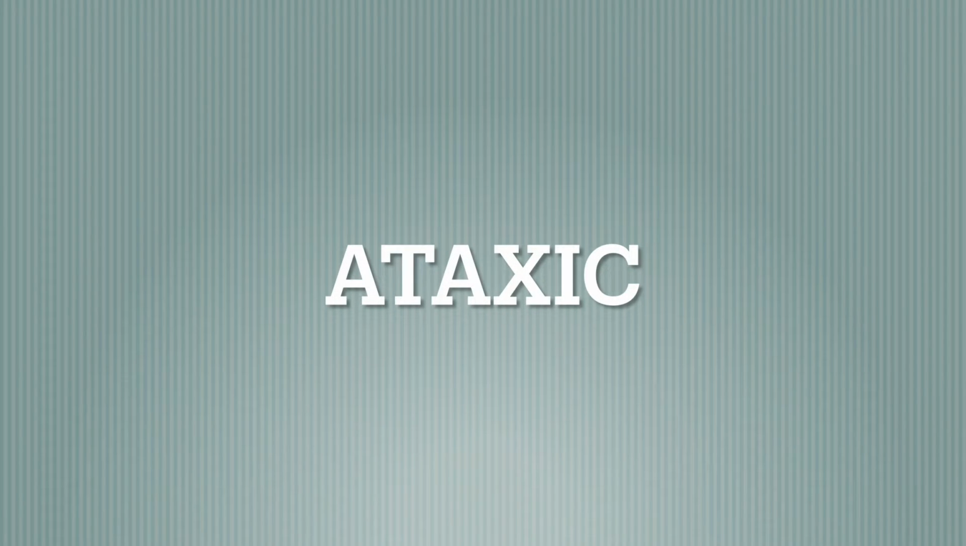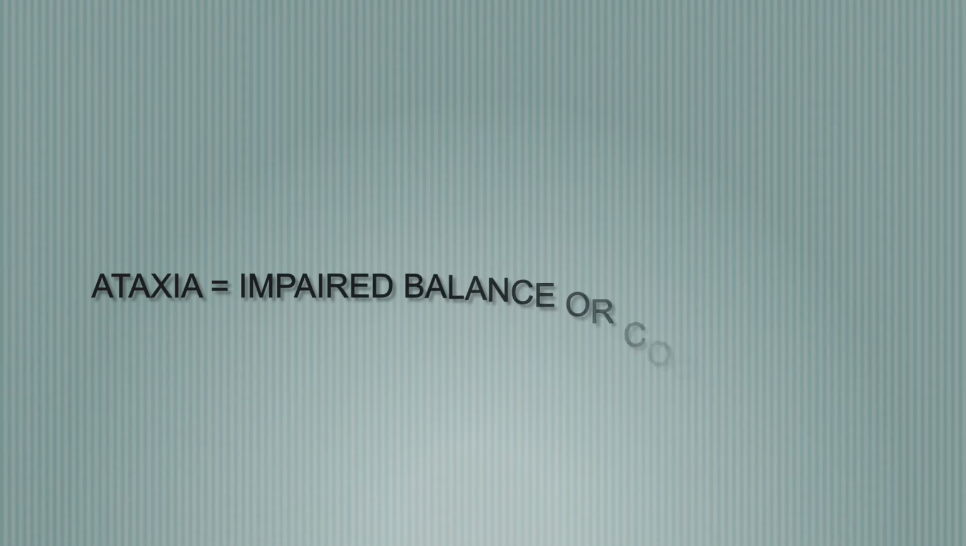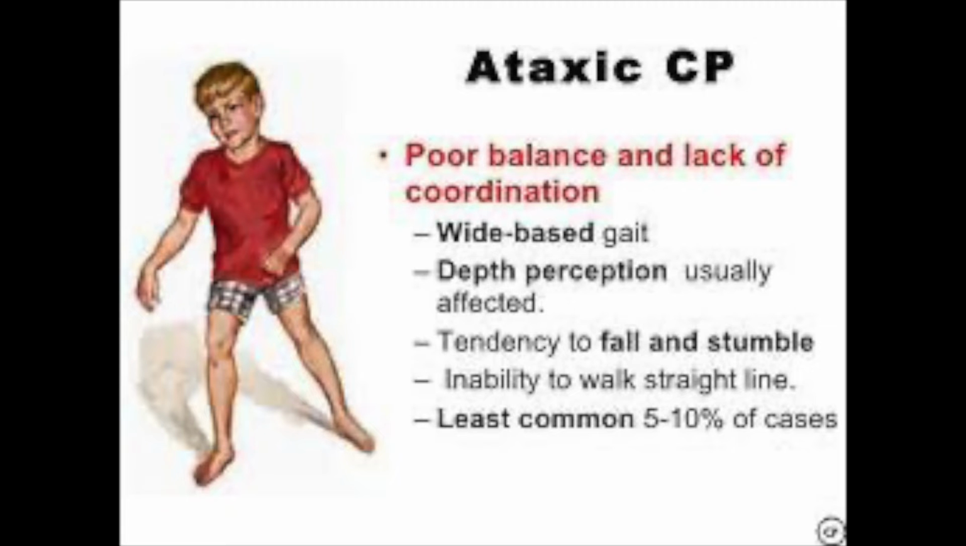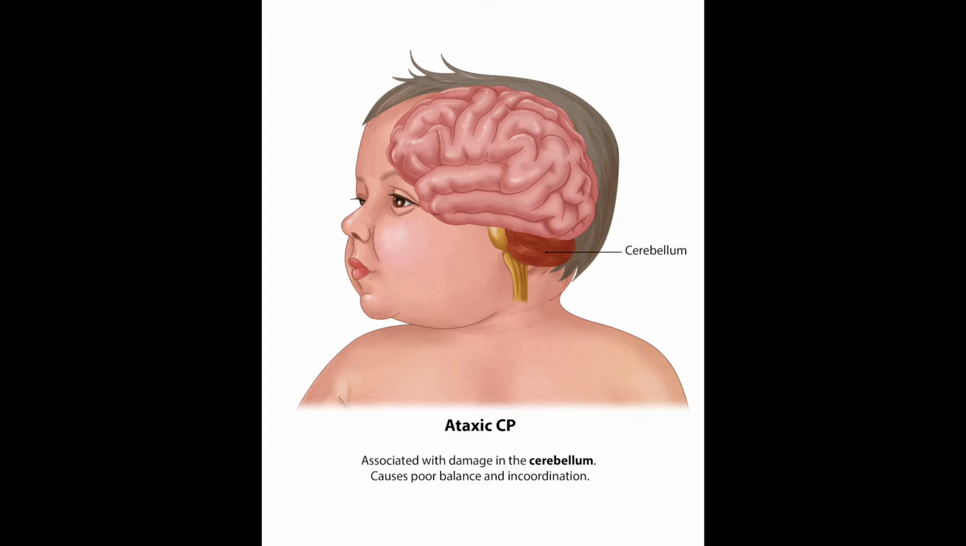Lastly, we have ataxic cerebral palsy. The name comes from the word ataxia, which means a lack of coordination and without order. Ataxic cerebral palsy is characterized by shaky or unsteady movements that appear and look clumsy. Ataxic CP affects around 5 to 10% of people diagnosed with CP and is caused by damage to the cerebellum.